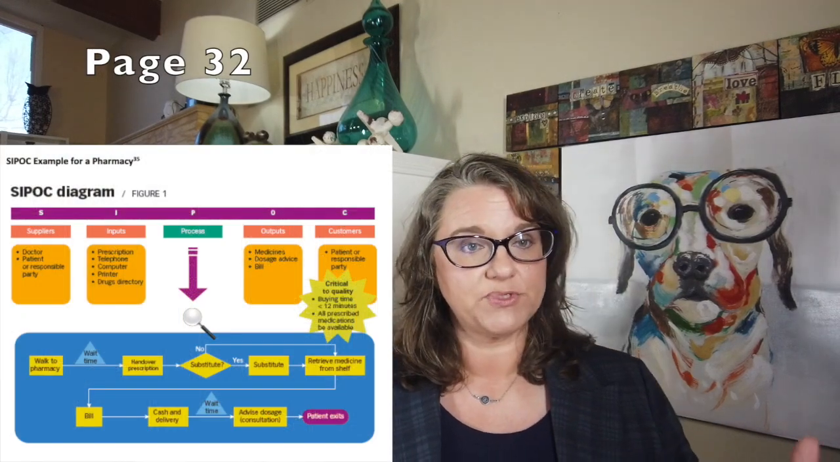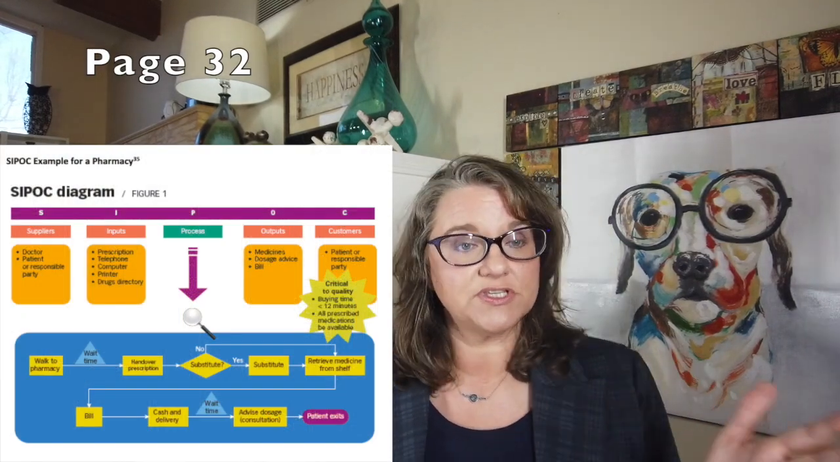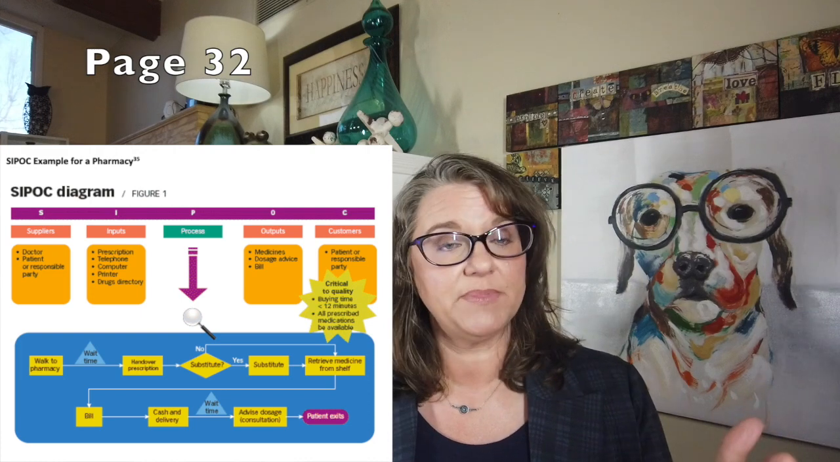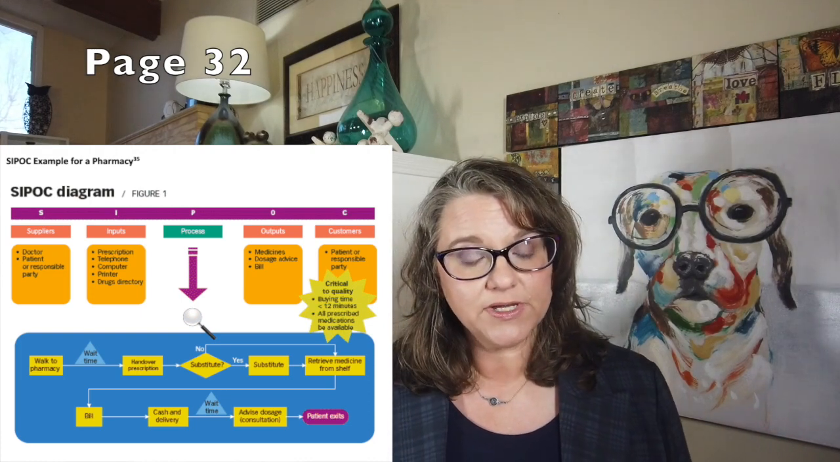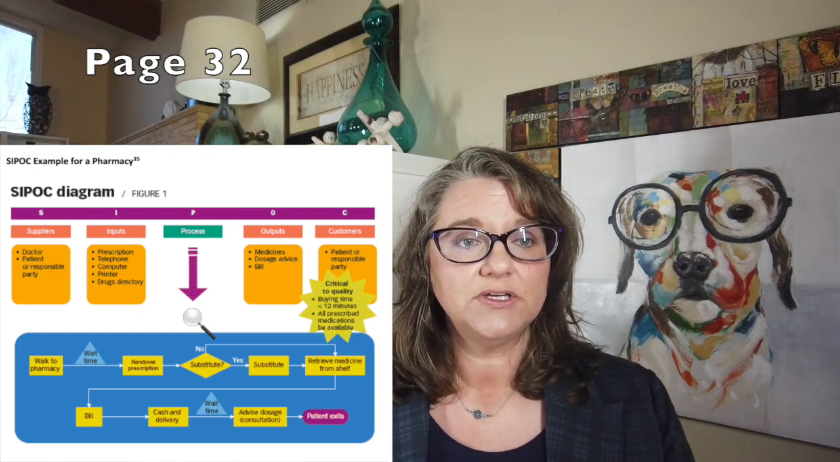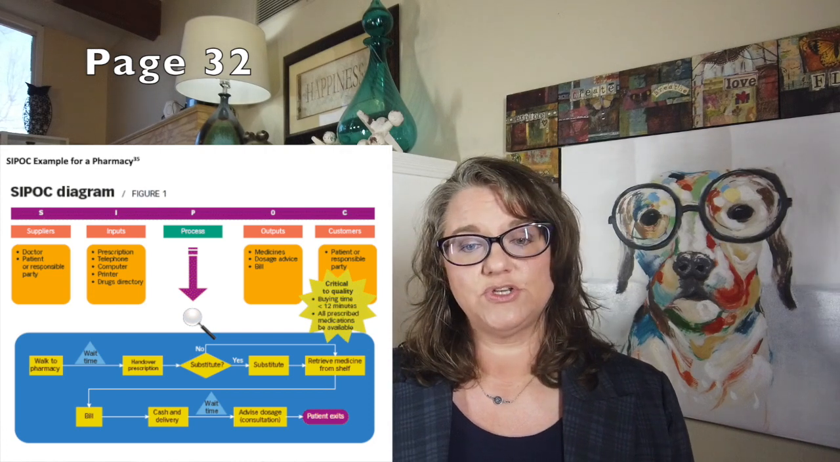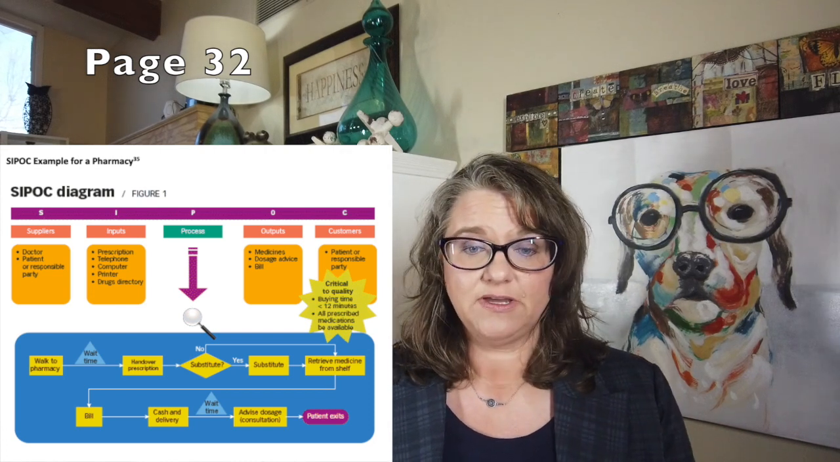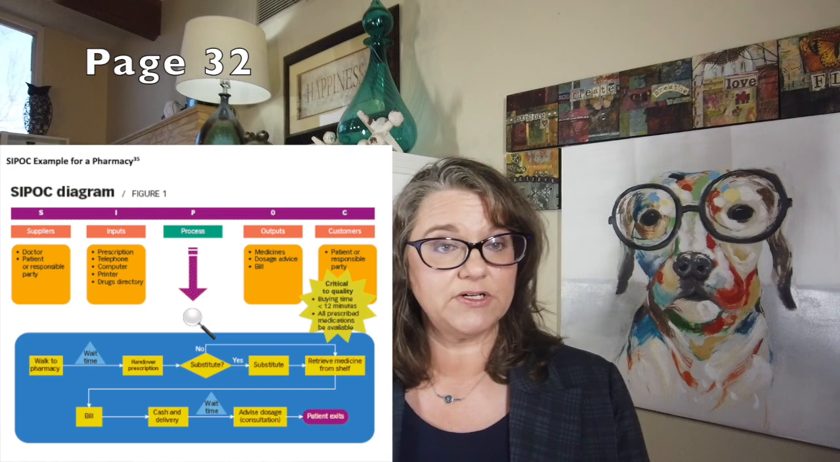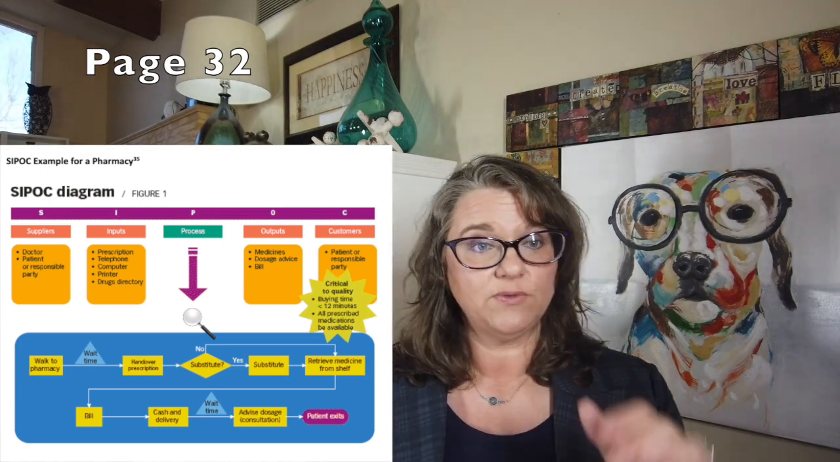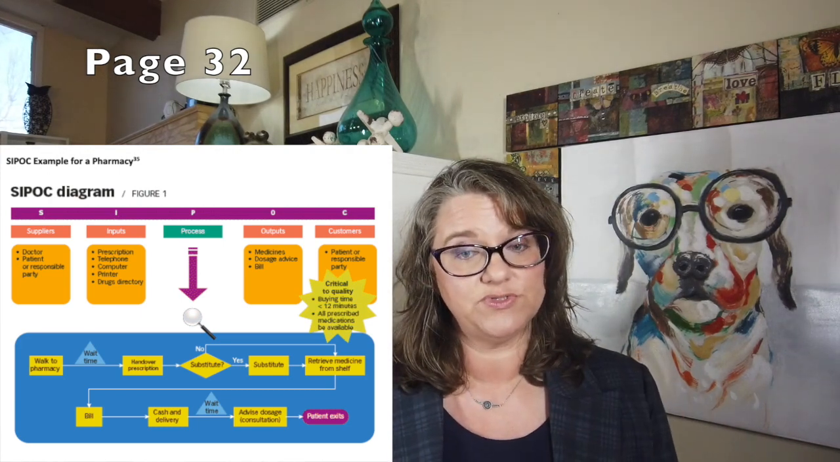So you're going to see here on the screen a diagram of a SIPOC for a pharmacy. And this is actually a map for a prescription. So how the prescriptions, the suppliers of the prescriptions, how those come in your door, right? Your inputs, what kind of tools do you use at this stage? So the prescription itself, the telephone, a computer, a printer, drug directory, right? There's different inputs you would use here.